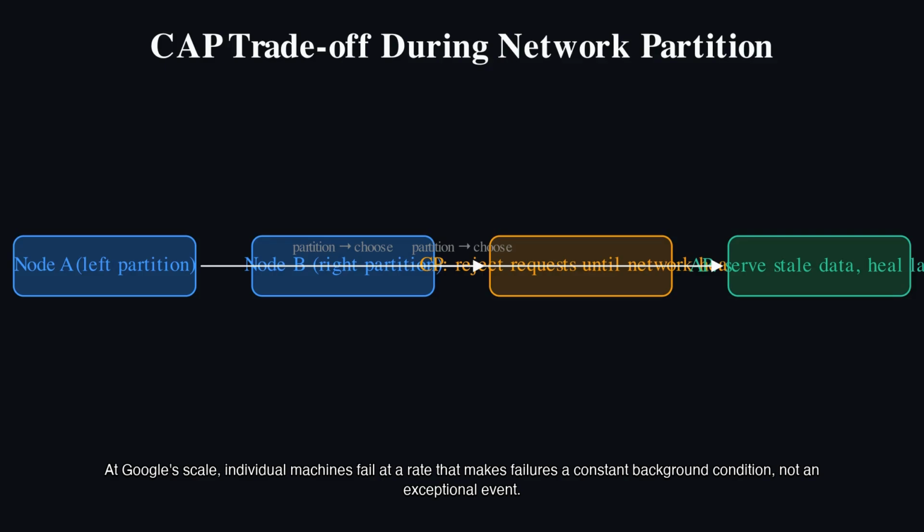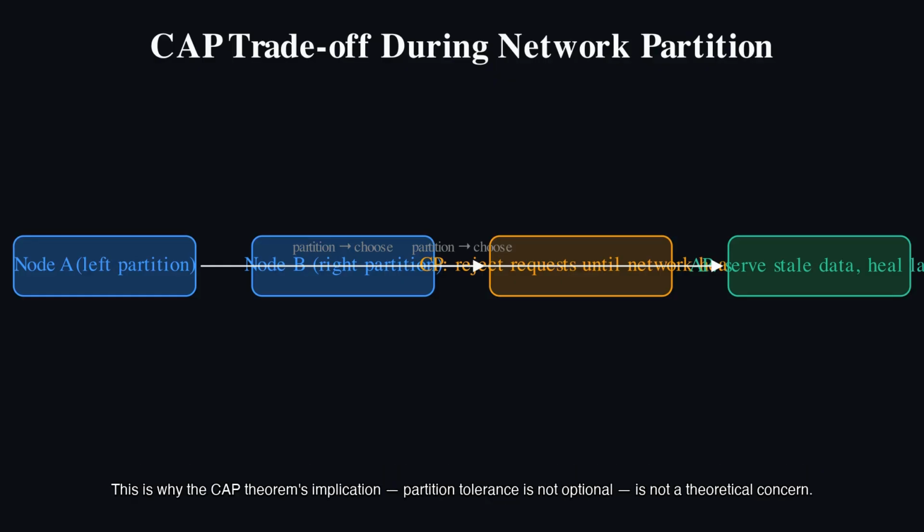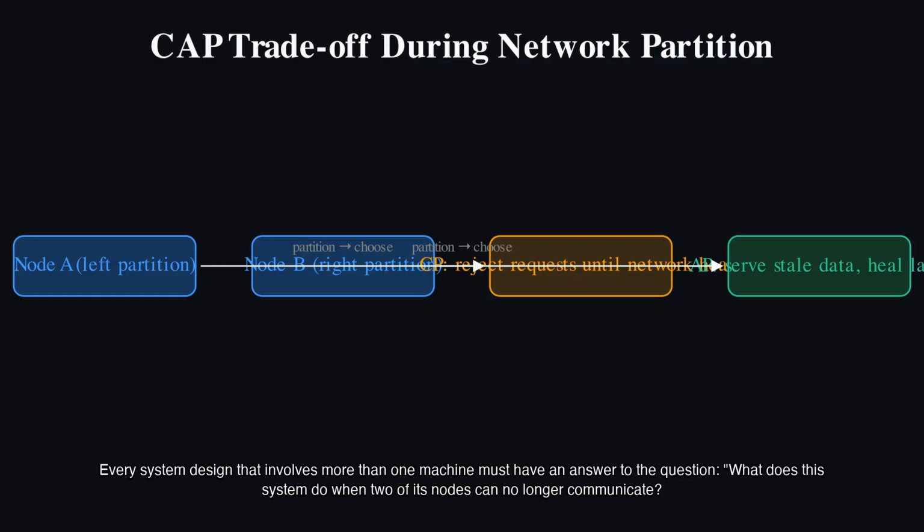This is why the CAP theorem's implication, that partition tolerance is not optional, is not a theoretical concern. It is an operational reality. Every system design that involves more than one machine must have an answer to the question: what does this system do when two of its nodes can no longer communicate?